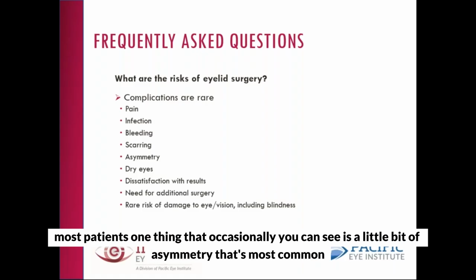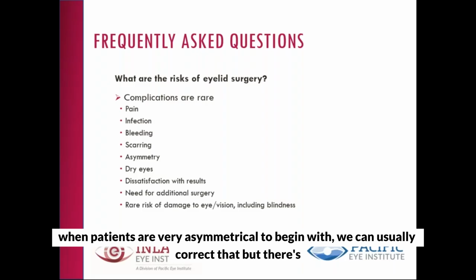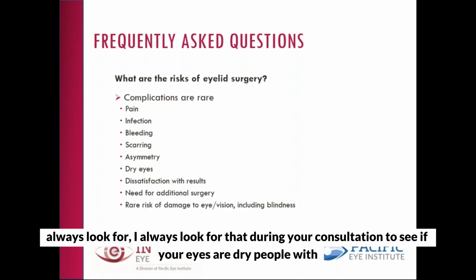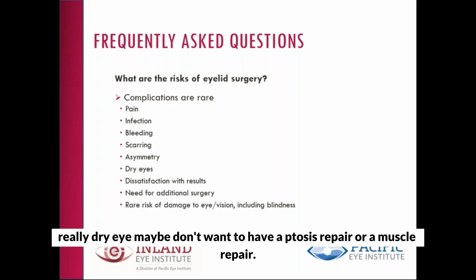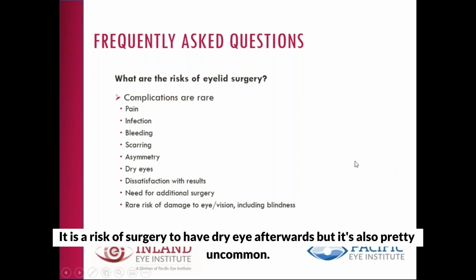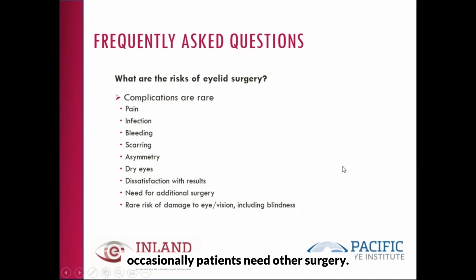One thing that occasionally you can see is a little bit of asymmetry. That's most common when patients are very asymmetrical to begin with. We can usually correct that, but there's always a small chance that there would be an issue. Dry eye is something that we always look for. I always look for that during your consultation to see if your eyes are dry. People with really dry eye maybe don't want to have a ptosis repair or a muscle repair. It is a risk of surgery to have dry eye afterwards, but it's also pretty uncommon.